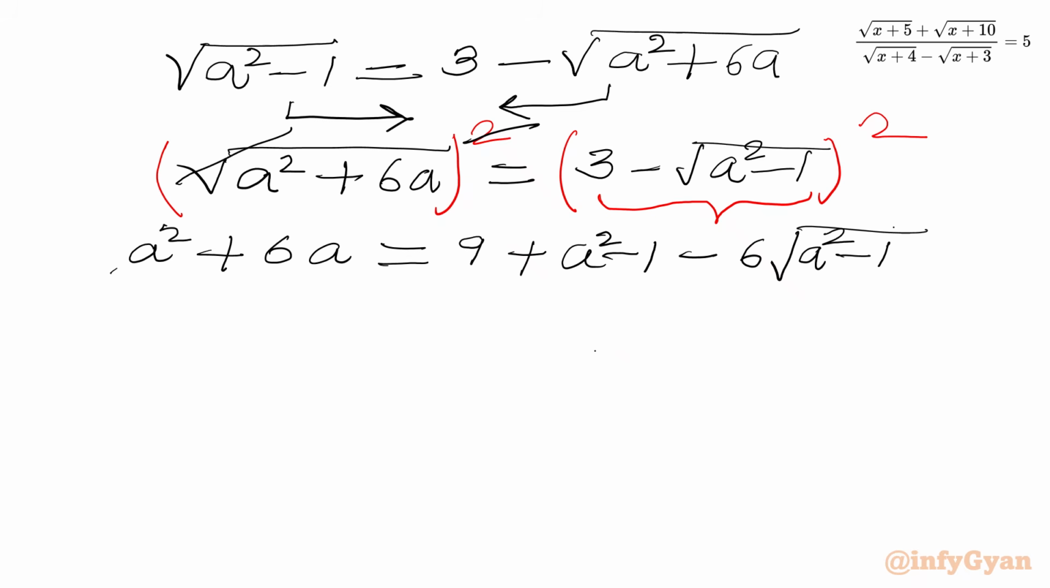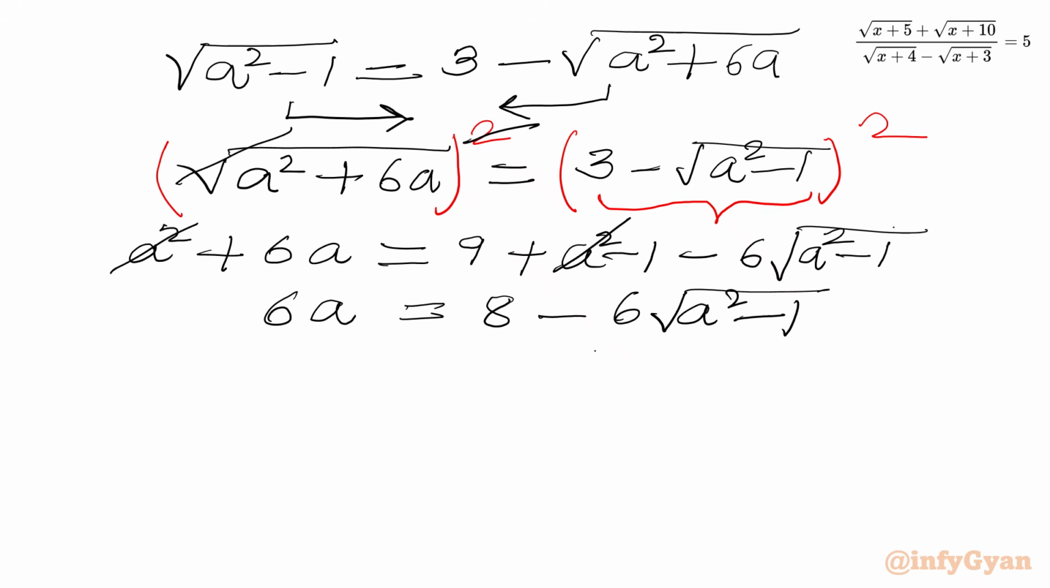Now we have to subtract a² from both the sides. 9 minus 1 will become 8. Then we have minus 6 square root of a² minus 1. And in the LHS we have 6a. Divide both sides by 2. So we will divide LHS and RHS by 2.